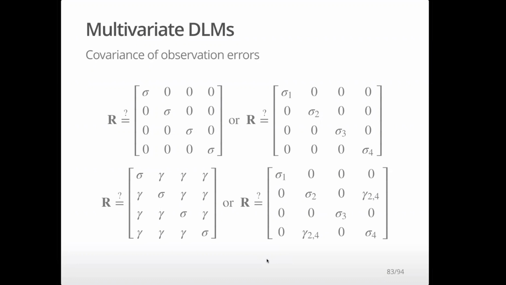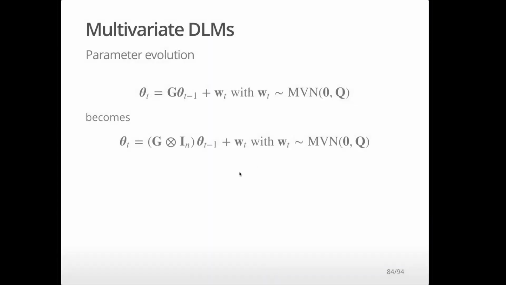This is basically user choice combined with parsimony, meaning start simple. My best advice at this point is I would start with something that looks a lot like this and then think about maybe this or this before you start getting into something like this, because in theory, these are all parameters you're going to have to estimate. Okay, so that was the observation part of a multivariate DLM.